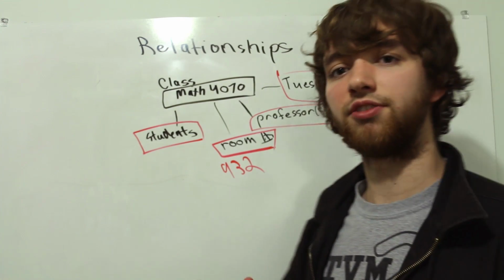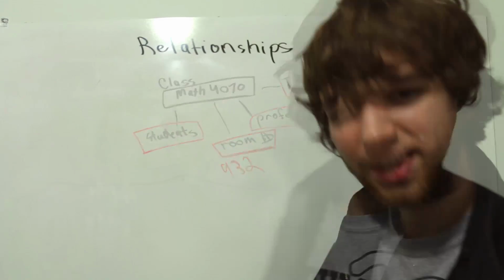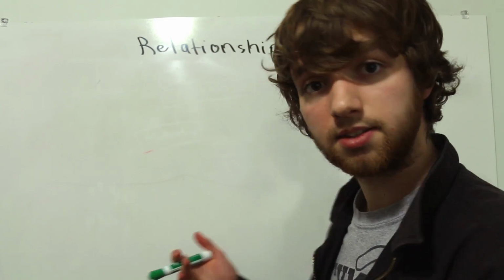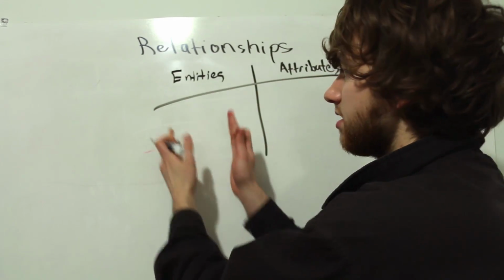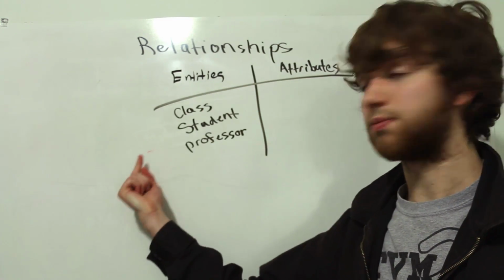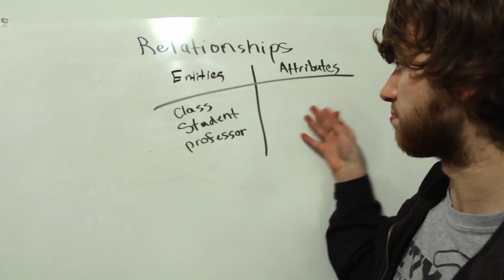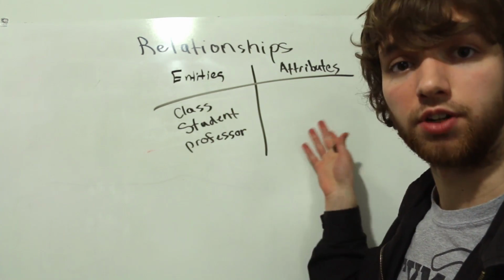So when we break this off into entities and attributes, let me clean off the board a little bit, we get something that looks a little bit like this. We have a table and we can place the entities over here and the attributes over here. So for the entities, we have the class, the student, and the professor. We also had some attributes that were specific to the class. We'll just put these over here now.